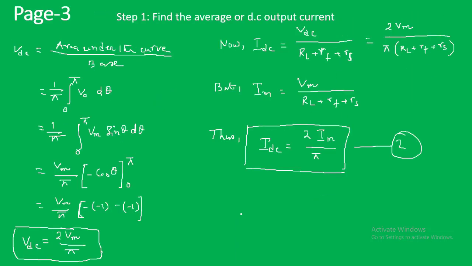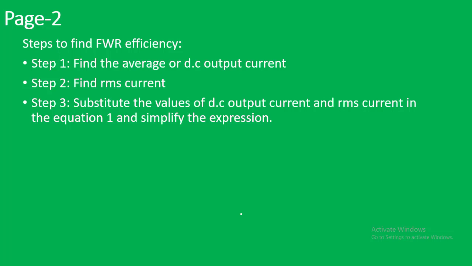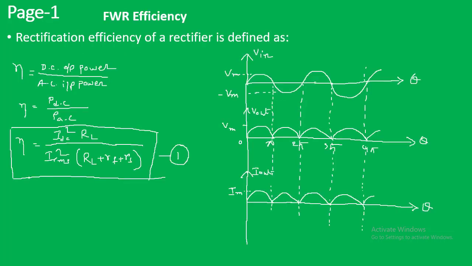So how do we find it? Basically we will follow 3 steps. First we need to find the average or DC output current, then we have to find the RMS current, and then we will substitute the values of the DC output current and RMS current in equation 1. In this equation, these two values, I_DC and I_RMS, will be substituted.